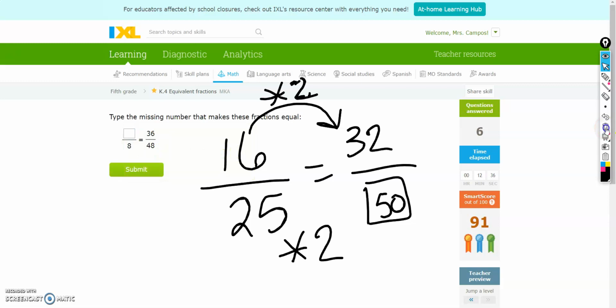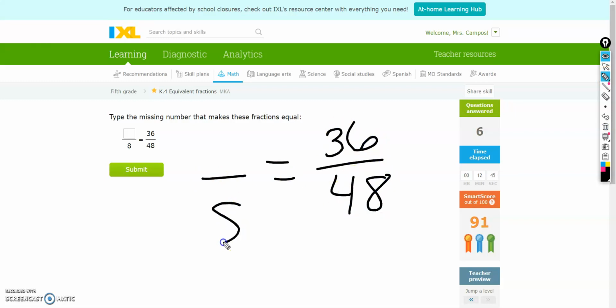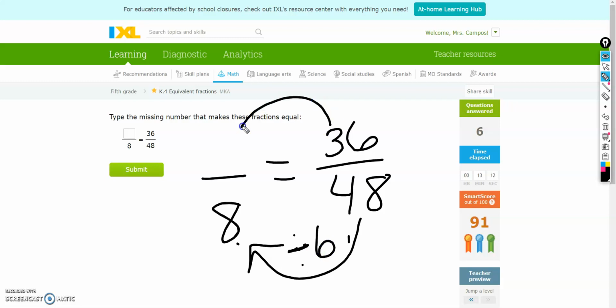Alright, this one, I am going to be working backwards a little bit. Since the blank is over here, I want to go this direction. So, how do I go from 48 to 8? 48 divided by what is 8? 48 divided by 6. So 36 divided by 6, because we have to do the same thing on the top, is 6.